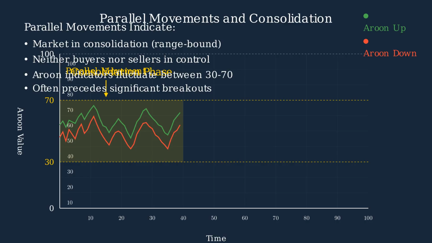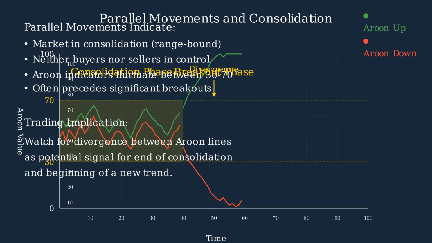The price is essentially range-bound. Consolidation phases often precede significant breakouts. Traders watch for subsequent divergence between the two lines. This divergence may signal the end of consolidation and the beginning of a new trend, as one indicator rises above 70 while the other falls below 30.